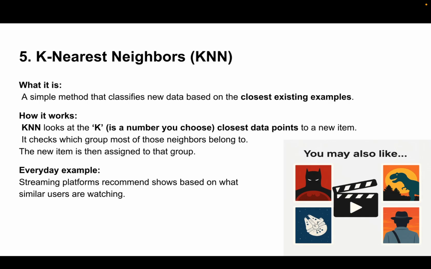Now we have k-nearest neighbors, also known as KNN. What is it? It's a simple method that classifies new data based on the closest existing examples. How does it work? Now, KNN looks at the K. So K is nothing but a number you choose. It looks at the K closest data points to a new item. It checks which group most of those neighbors belong to, and then the new item is assigned to that group. Where is it used? Streaming platforms recommend shows based on what similar users are watching.